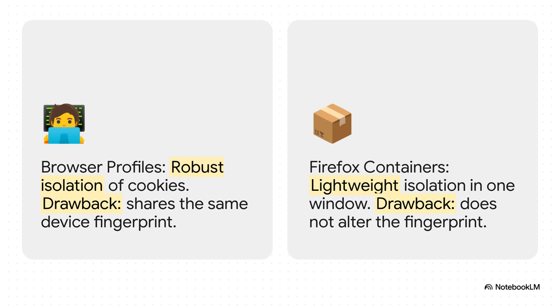So using separate browser profiles in something like Chrome or Firefox, yeah, that gives you really good isolation for your cookies and your cache, which is definitely a step up. But man, it is a resource hog. It can really slow down your machine. And the real killer? It still shares the exact same device fingerprint across every single profile. Then you've got Firefox containers. They're much lighter, which is nice, but they do absolutely nothing to change that fingerprint. So we're basically treating a symptom while completely ignoring the actual disease.